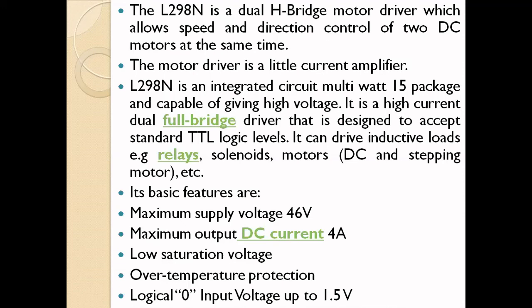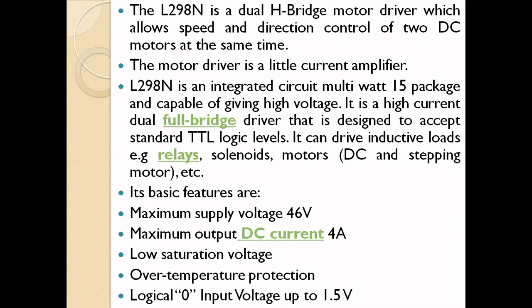So, as I already told, the first one is to turn on. The second one is used to control the direction. The third one is used to turn on. You can control the speed, and you can control the direction. So it is called the L298N. It's an integrated IC, multiwatt 15 package, and is capable of high voltage. It is used for controlling relays, solenoid valves and all kinds of motors.